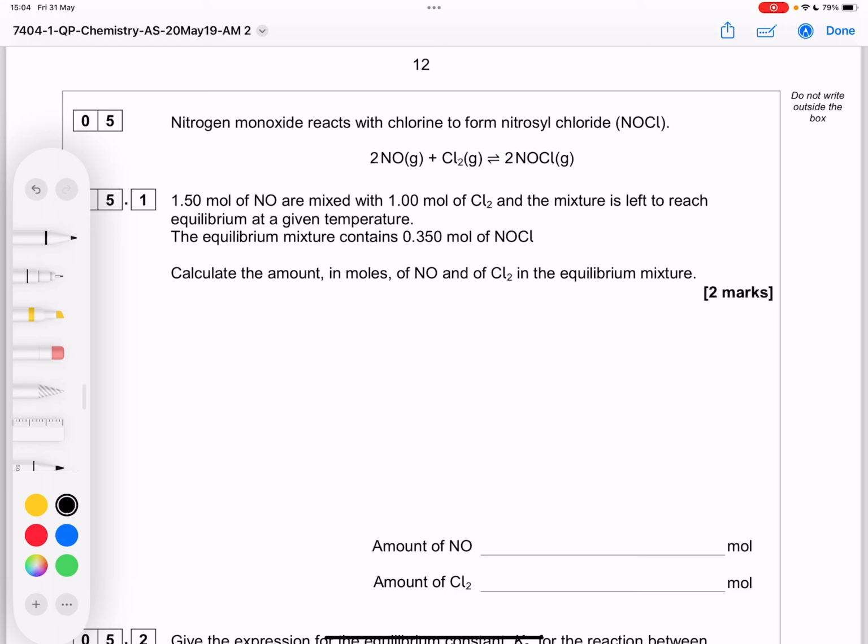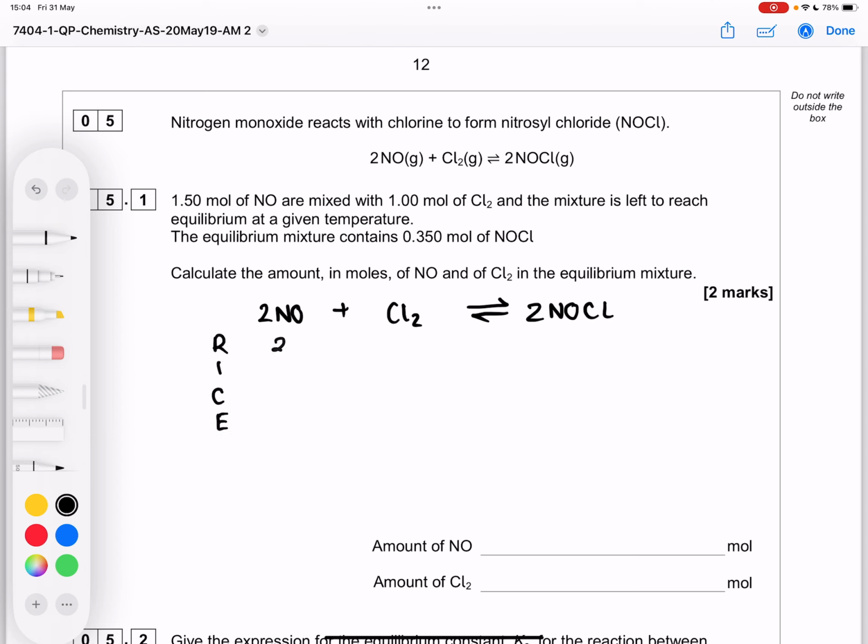Nitrogen monoxide reacts with chlorine to form nitrosyl chloride, NOCl. We've got an equation. 1.5 moles of NO are mixed with 1 mole of Cl2 and the mixture is left to reach equilibrium. At equilibrium, the mixture contains 0.35 moles of NOCl. So we're doing one of these where we need to work out the equilibrium amounts of each thing from the initial amounts. So we sometimes refer to this as RICE.